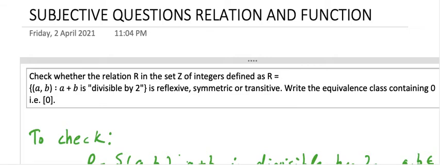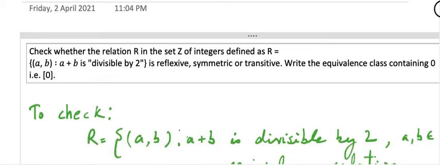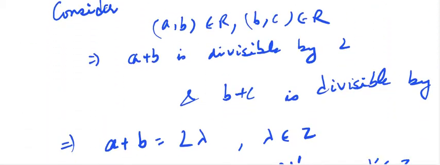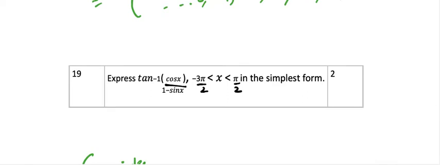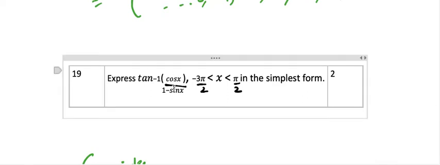So as I told, relation and function and inverse trigonometric function, they both comprise 8 marks. So one 2 marker question which has appeared in the sample paper is this one. Express tan inverse of cos x upon 1 minus sin x, where x lies between minus 3 pi by 2 and pi by 2, in the simplest form. So whenever we have to attempt this type of question, as I can see tan inverse, and in the bracket I have some trigonometric function which I have to simplify.